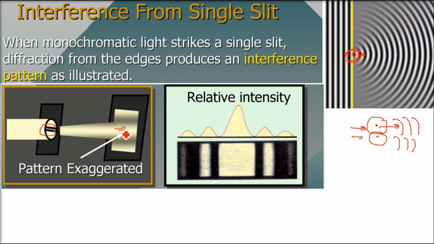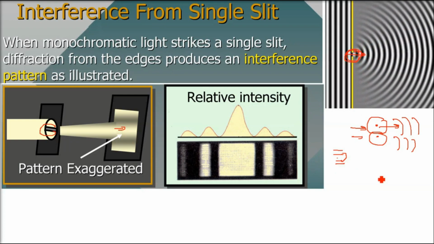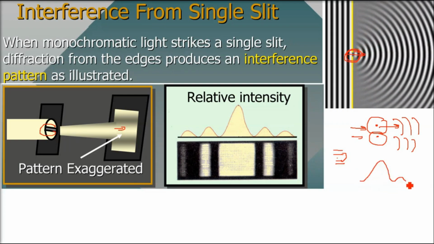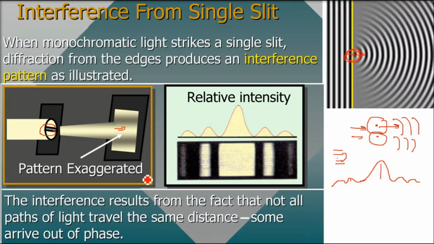So this is the pattern we have exaggerated. So this is the relative intensity, that is at the middle it will be higher. I am talking about a single slit. So the middle one will be higher, then it goes down and down. So the relative intensity and the fringes, I showed you how this is actually shown.